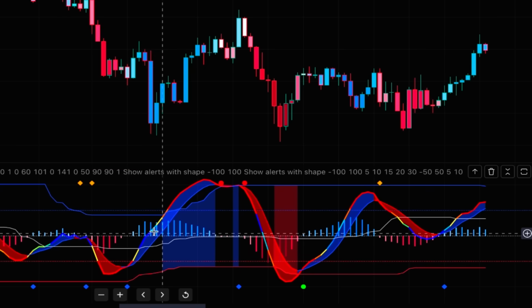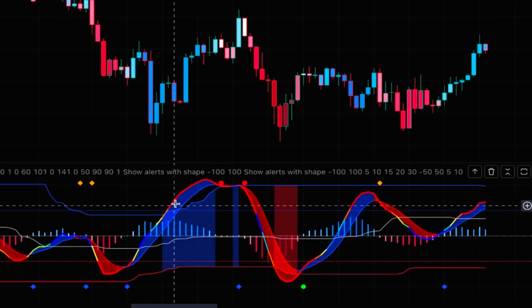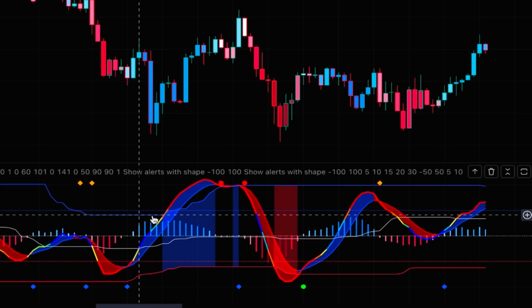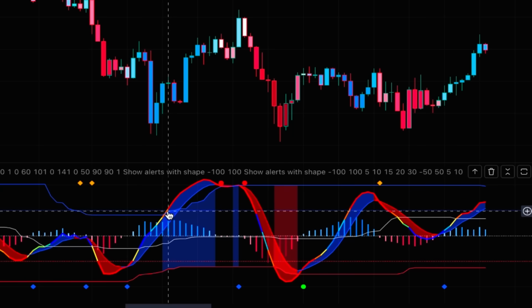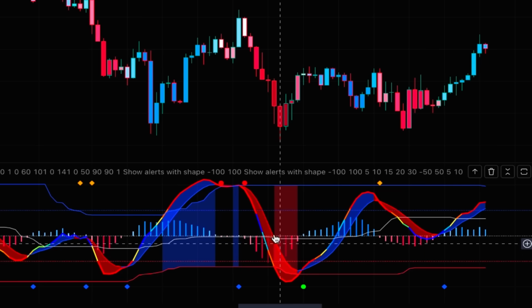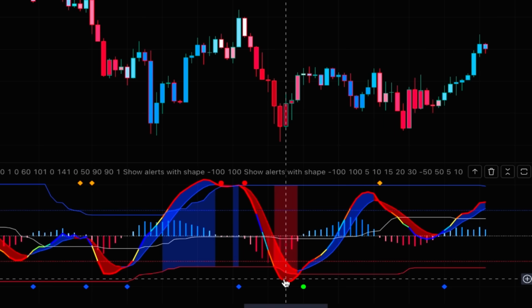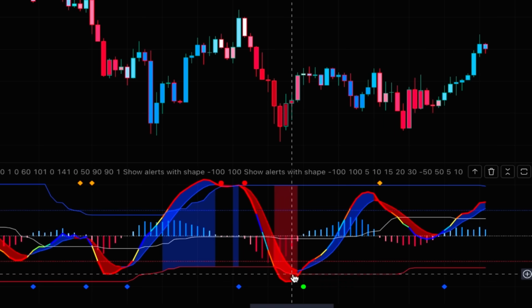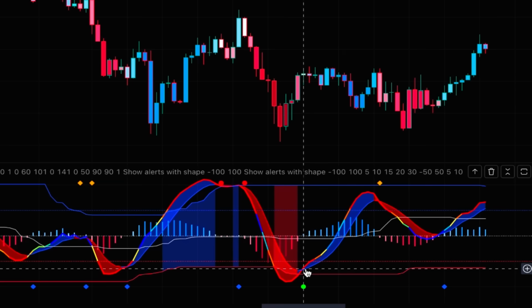Similarly here, when the SMI MFI line goes above the top line, this dynamic blue line, it is considered overbought, and crossing back below the line is considered a sell signal. And on the other hand, when the SMI MFI line goes below the dynamic level, it is considered oversold, and crossing back above this level is considered a buy signal.